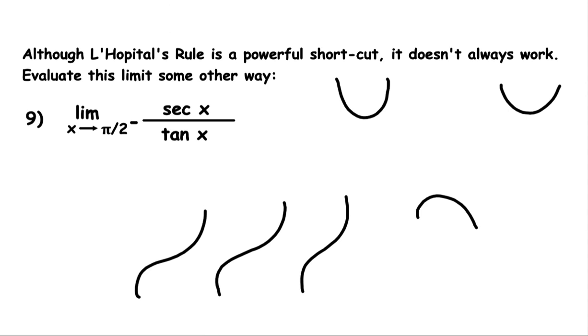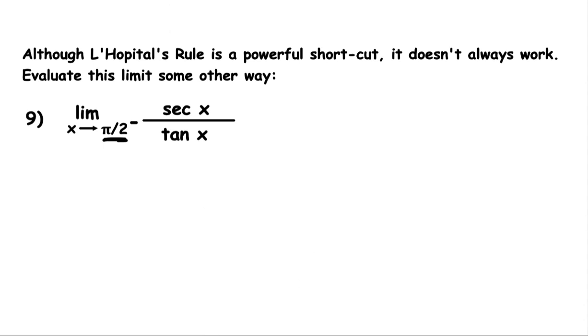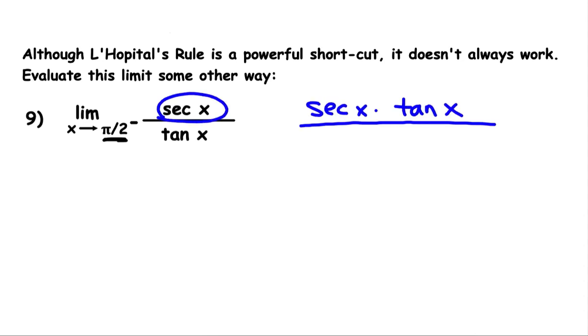But in both cases, secant of pi over 2 and tangent of pi over 2 are both undefined. As you head towards pi over 2 from the left, however, in both cases you will be heading on the upswing, so this is going to be an infinity over infinity situation, and so L'Hopital's rule is eligible here. But just because we're eligible to use it doesn't necessarily mean it's going to work. Let's check it out. The derivative of secant, of course, is secant x tan x. The derivative of tangent of x is secant squared of x, which is the same thing as secant times secant. I'm going to write it like that.